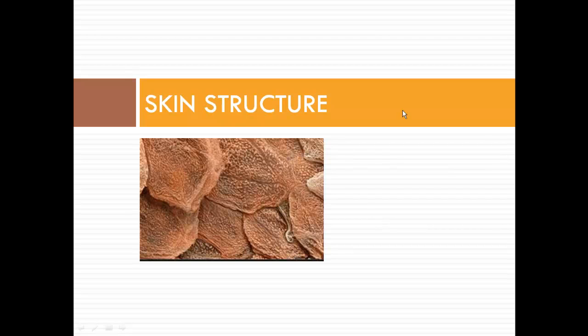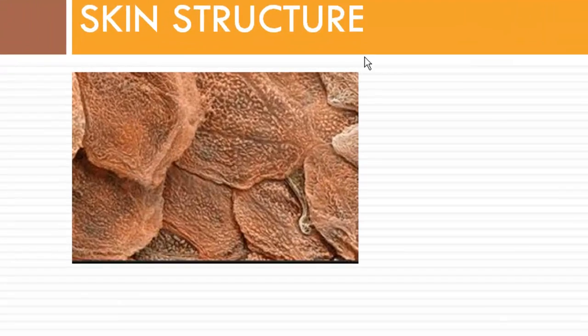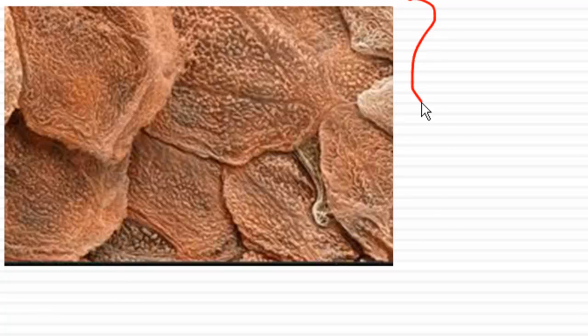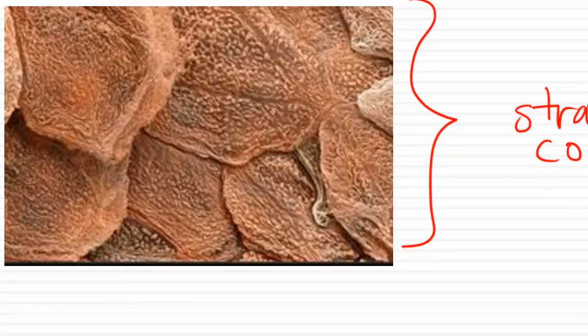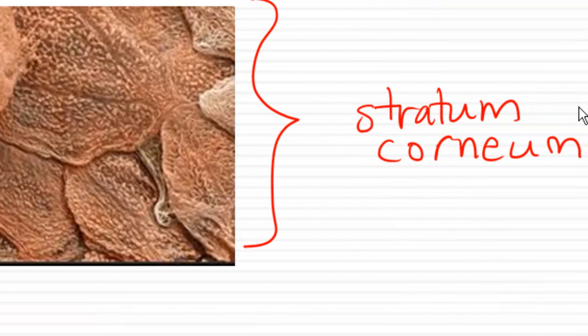This is Miss Klemme and welcome to the podcast on skin anatomy. Now what we're looking at here is obviously the skin, highly magnified, but it's the top layer of cells, and that layer is called the stratum corneum. That's the dead skin cell layer where the cells can just slough off.